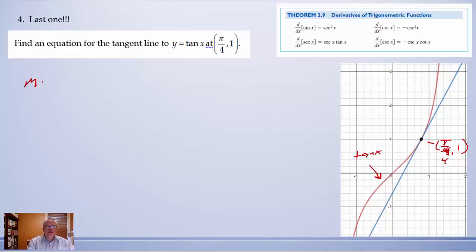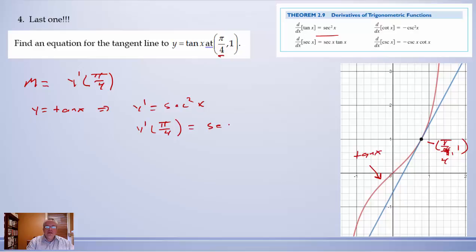So the slope of our tangent line is equal to y prime evaluated at pi over 4, the derivative of the function evaluated here. Well, first we got to find the derivative. Okay, so y equals tangent of x means that y prime, well, that's one of our rules, is secant squared of x. So we need that at pi over 4. Well, that'd be secant squared pi over 4.